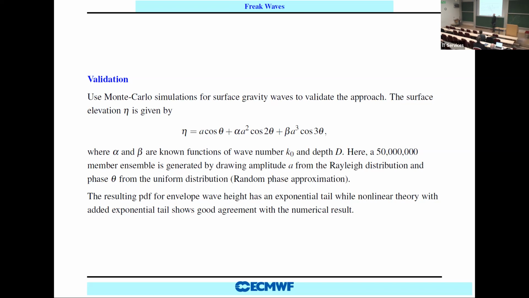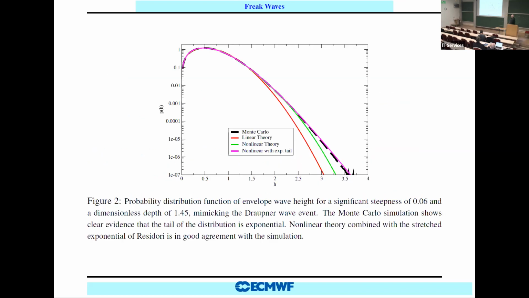So this is a carrier wave, this is the second harmonic, this is the third harmonic. I have to go to very high values of dimensionless wave height, and so the probabilities that those things occur are very low. I did a 50 million member ensemble by drawing the amplitude A from the Rayleigh distribution, and the phase from a uniform distribution. So it's a random phase approximation. And then you can do the work. This is the PDF of wave height as a function of that dimensionless wave height. The Monte Carlo results are given by the dashed line, and we go up to a level of 10⁻⁷. That's quite small.